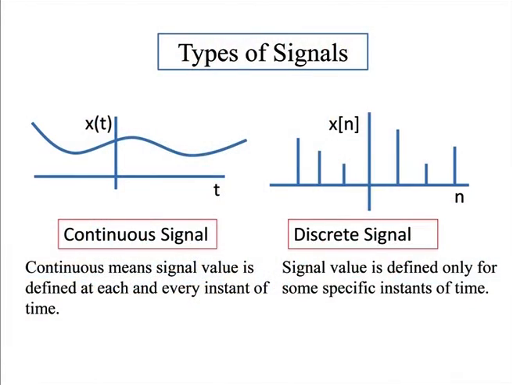Now we will discuss types of signals. One way we can discriminate between signals is continuous signals and discrete signals. Continuous means the signal's value is defined at each and every instant of time. In real life, the signals which we see are continuous in nature. For discrete signals, the signal value is defined only for some specific instants of time, not every instant of time.